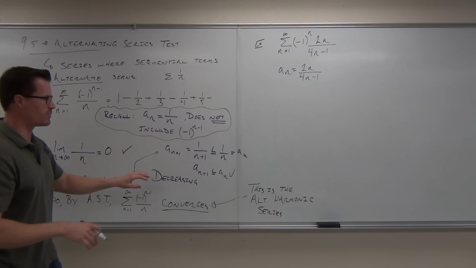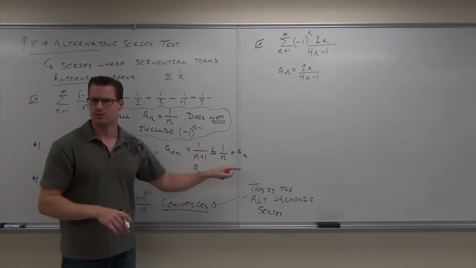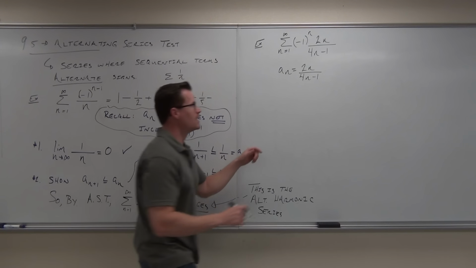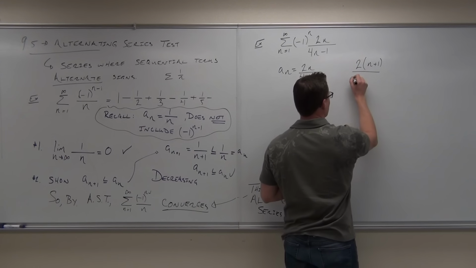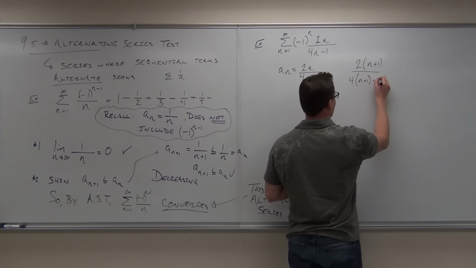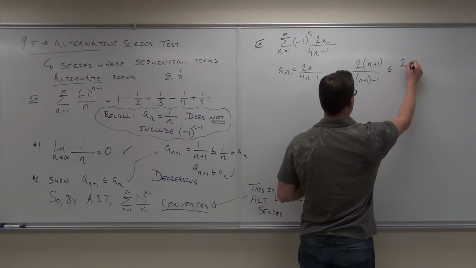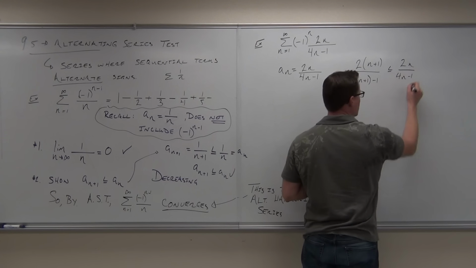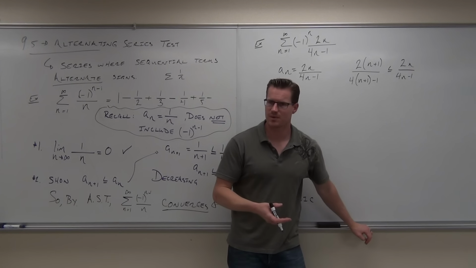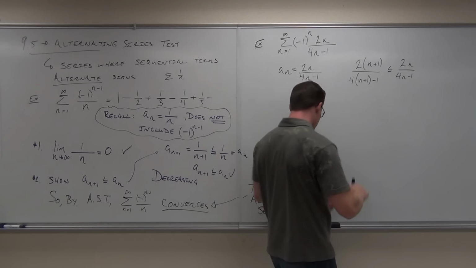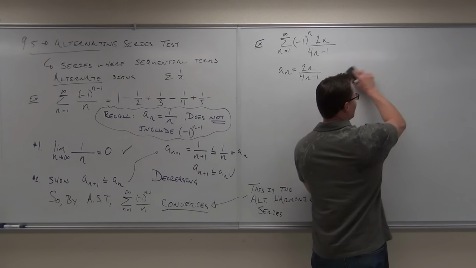This is why I give this example. This sometimes is hard to do. Sometimes it's really easy, like this was easy. But if I wanted to show that 2(n+1) over 4(n+1) minus 1 is less than or equal to 2n over 4n minus 1, I might run into some trouble. It's just harder to actually show that. Does that make sense? So rather than do that, I'd be like, nah, I don't think so.